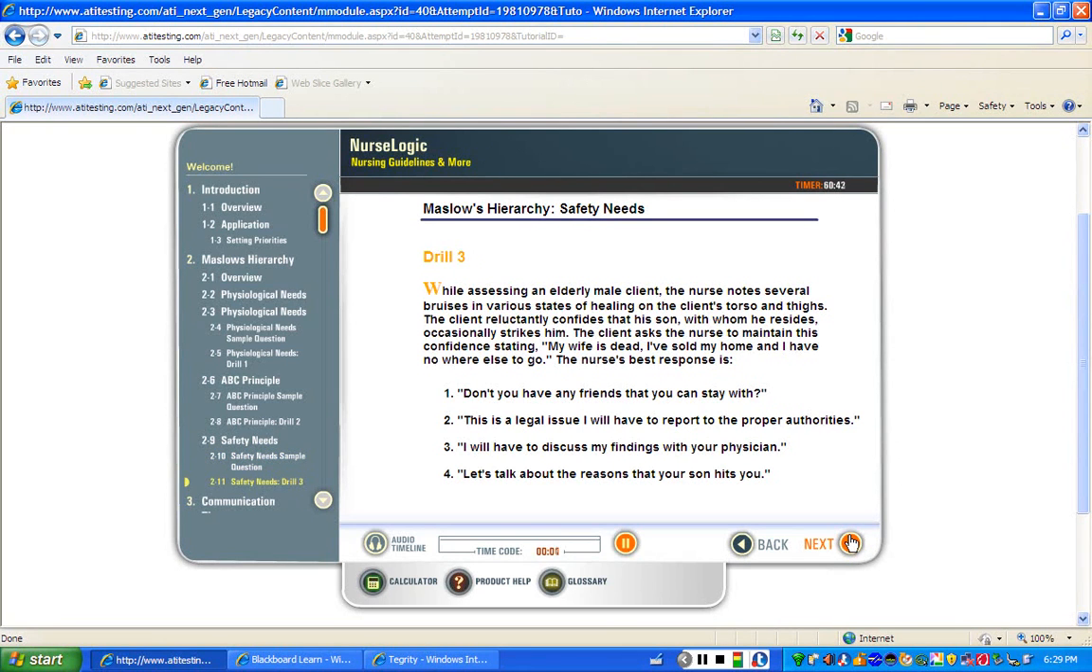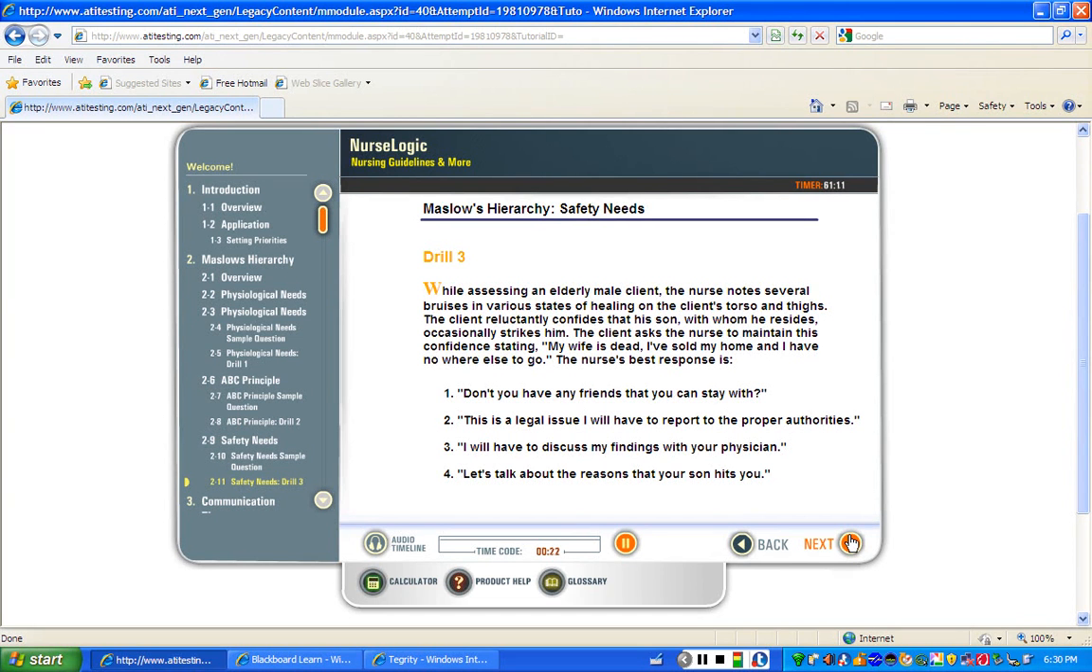Okay, here is a sample safety question. I would like you to practice setting priorities and eliminating the options. Once again, before we proceed, we should notice that this question deals with the issues of domestic violence and potential elder abuse, very serious legal issues. To answer this question correctly, we must be familiar with both the legal and ethical guidelines the nurse must use to reply to the client.